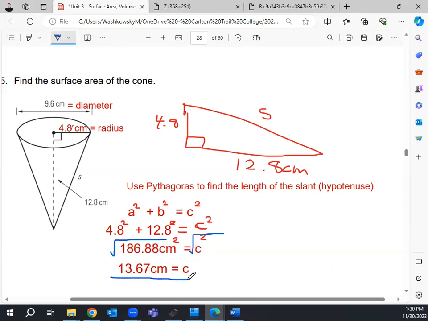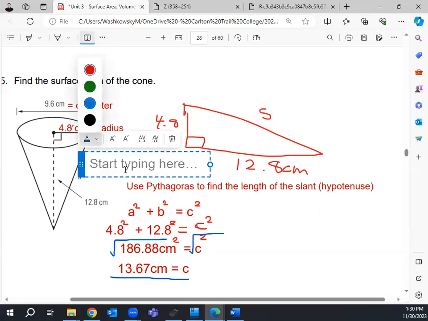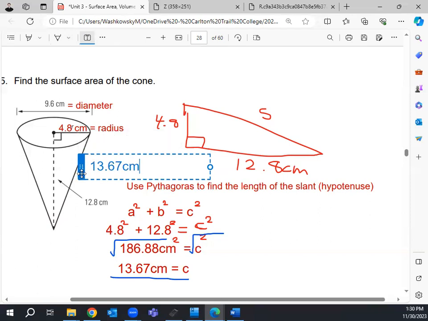I'm going to underline that. That's important. That is what my slant is. So now I know that my slant, I'm going to color this in blue, is 13.67 centimeters. We did all that work just to figure out that slant. Now I have the two things I need. I have the radius, I have the slant. I can find the surface area of the cone.